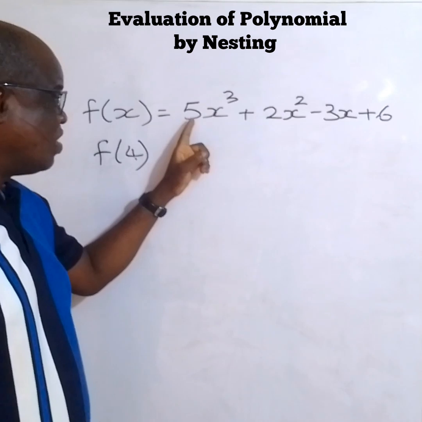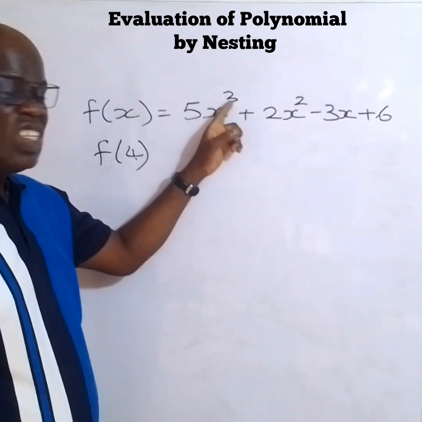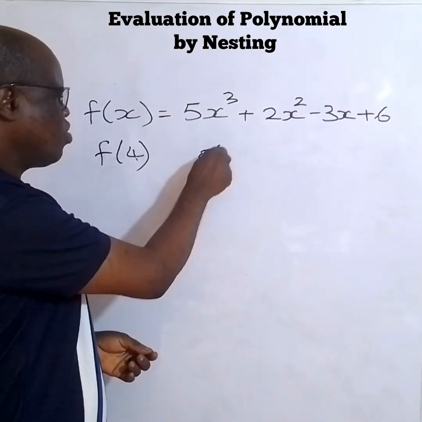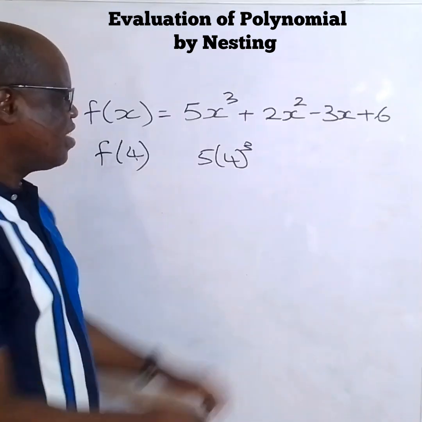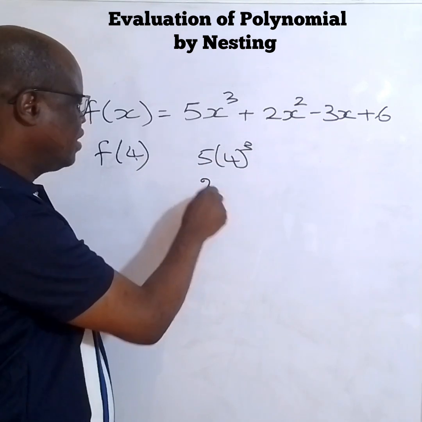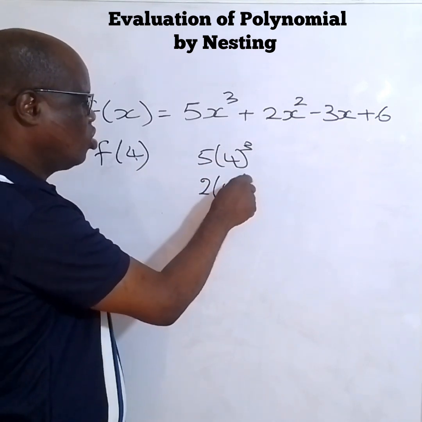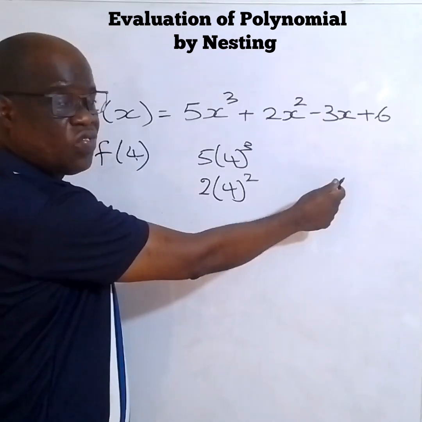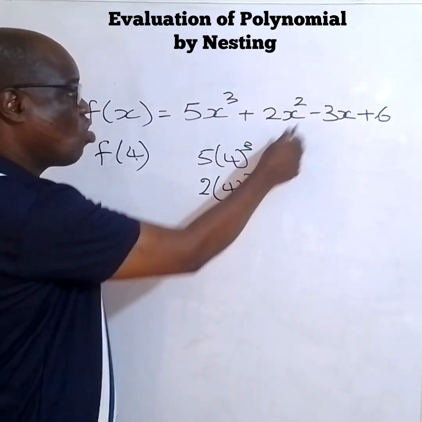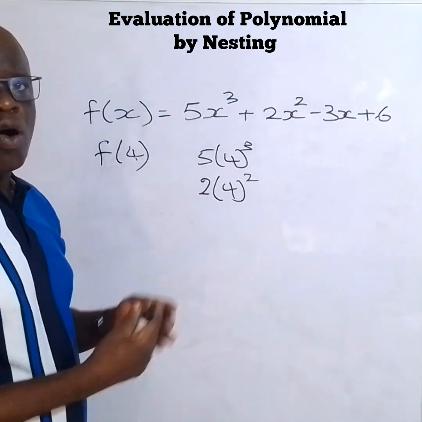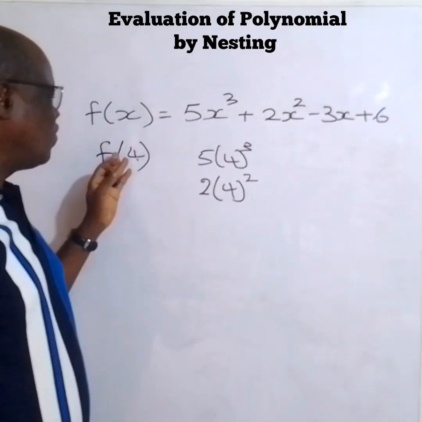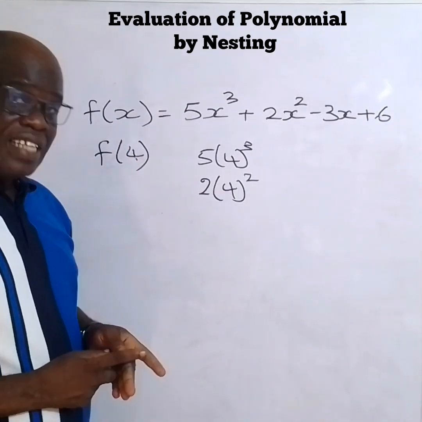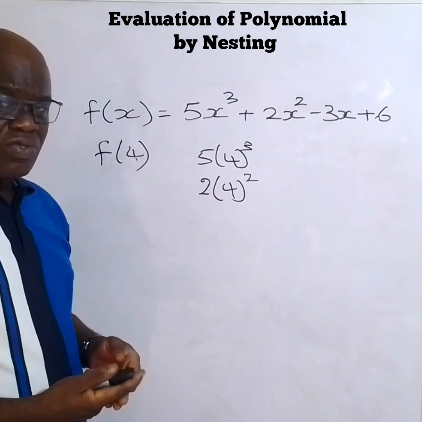What you mean is that you get 5x raised to the power 4. You make it to be this way, 5 into 4 cubed, and then you get the value for this. The same thing you do for this one, 2 into 4 squared, and then you get the value for this. You get the value for this one also, and then you sum them up, and then you get the value of f of 4. Now, that is the normal thing we do.